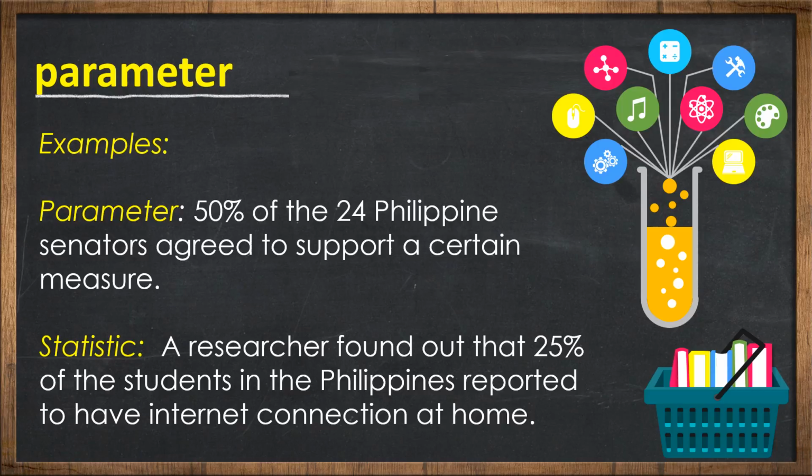Again, for the example of a parameter, the example indicates a parameter since there are only 24 senators in the Philippines. Researchers cannot ask millions of students if they have internet connection at home, so they take samples from the target population and calculate.